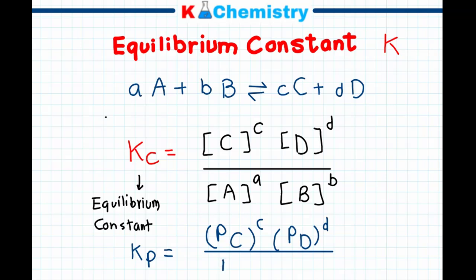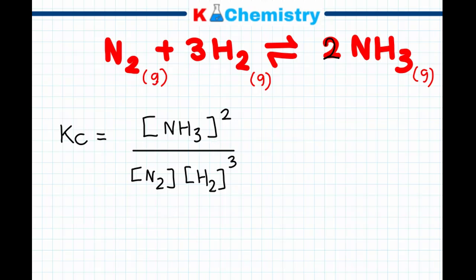So the reactant is the pressure of A to the power of lowercase a, multiplied by the pressure of B to the power of lowercase b, which is the coefficient. So if we go back to our reaction in which everything was in gaseous state, I can say that the equilibrium constant of P, because it's pressure for the gases, is the pressure of ammonia gas to the power of 2, because the coefficient here is 2, divided by the partial pressure of the nitrogen, and nitrogen will be to the power of 1.